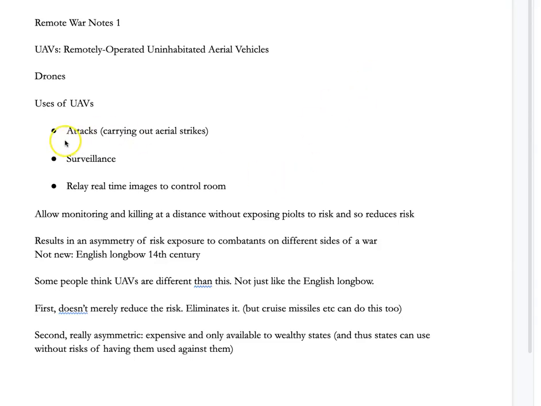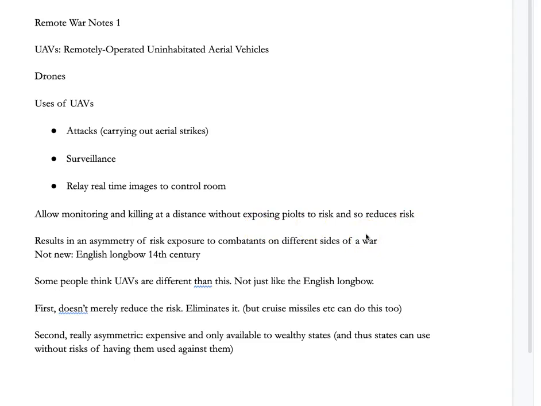So one use is that they can attack, carry out aerial strikes. Another use is that they can offer surveillance. They can look at what the enemy's doing, and they can relay real-time images to the control room. So they can check out what the enemy's doing right now, show pilots what's happening now, and they can carry out attacks. They allow monitoring and killing at a distance without exposing pilots to risk, and so reduces the risk.